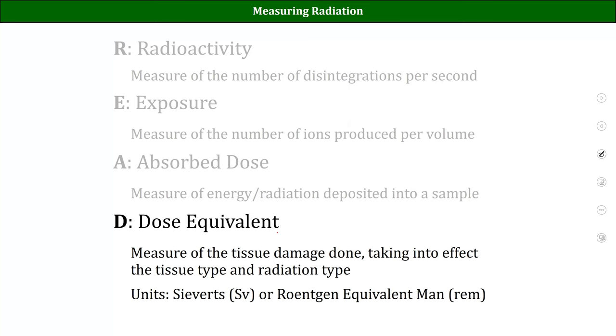And that takes into account radiation type, how intense the radiation was, tissue type. Getting your hand exposed is going to give you a different number of sieverts than getting your heart exposed, for instance. And so this is really more on the medical side, looking more at sieverts. And that's also kind of a cumulative thing.